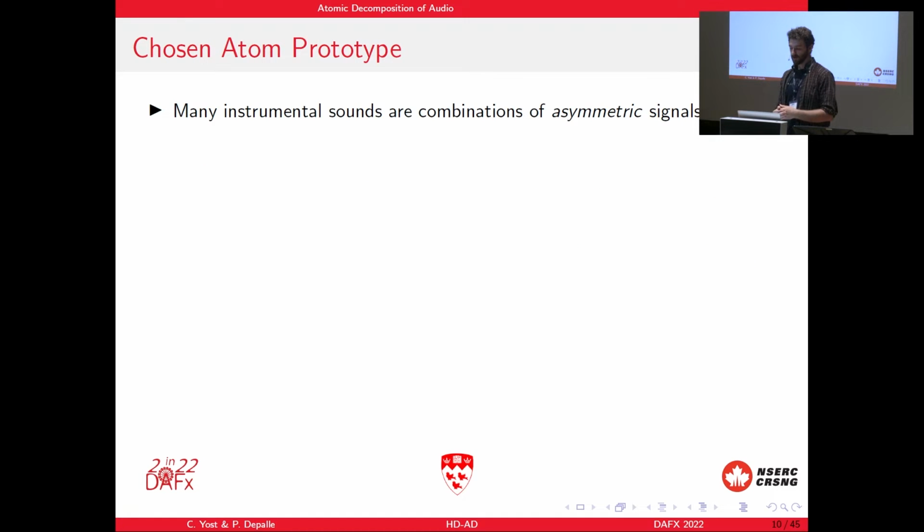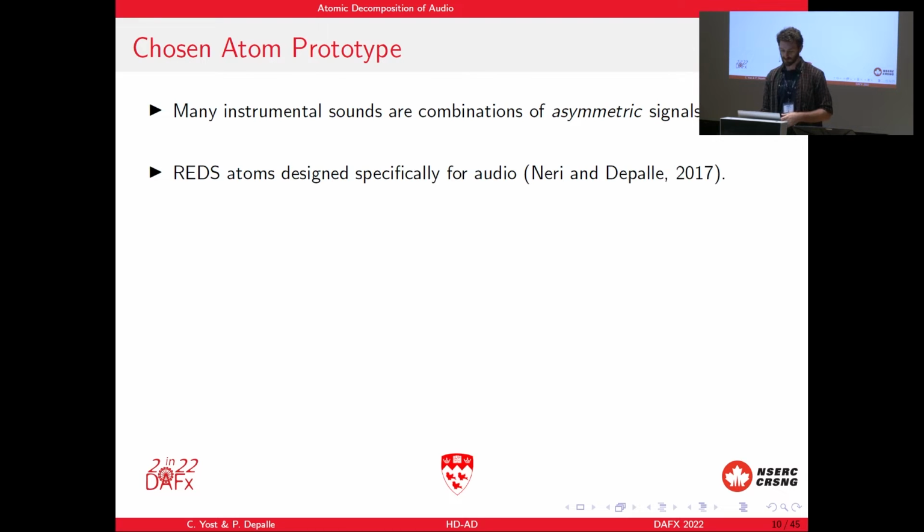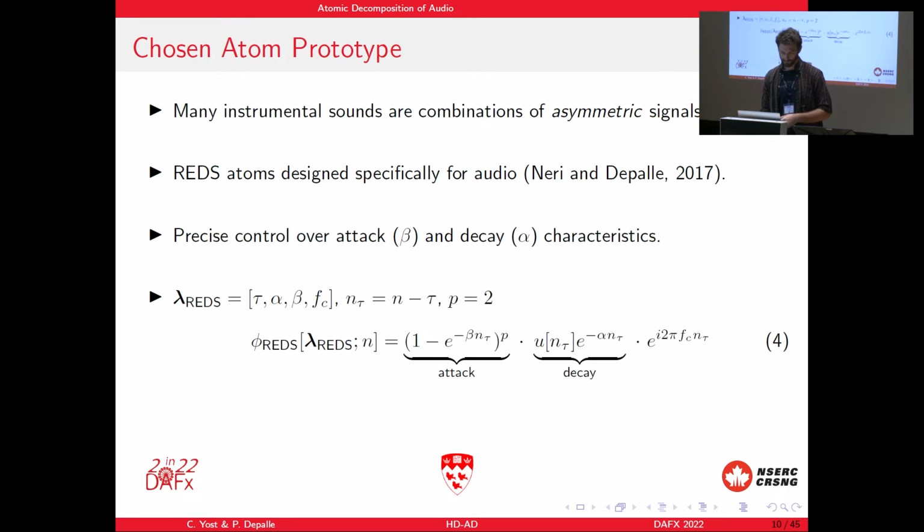So for many of our experiments, given that instrumental sounds are the combination of asymmetric signals, we choose to use the REDS prototype, given that it was designed specifically for audio. And in particular, the REDS gives precise control over the attack and decay characteristics of the atom through its parameters beta and alpha.